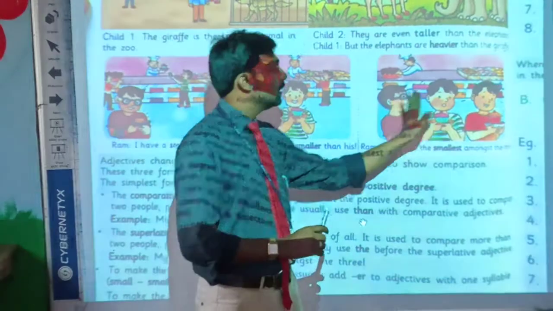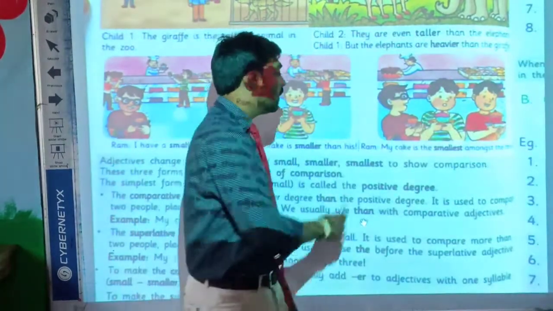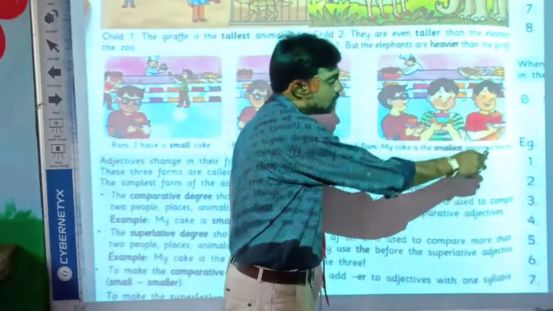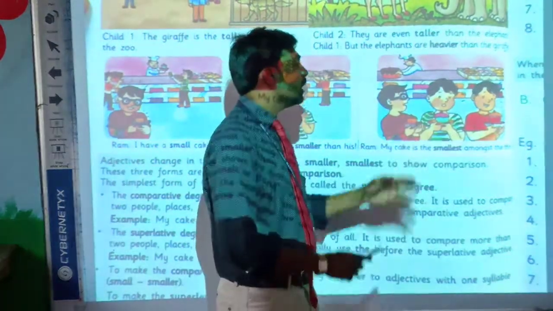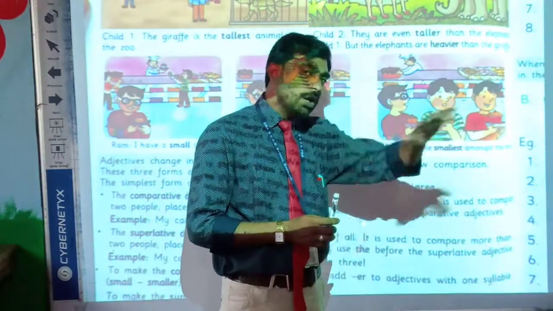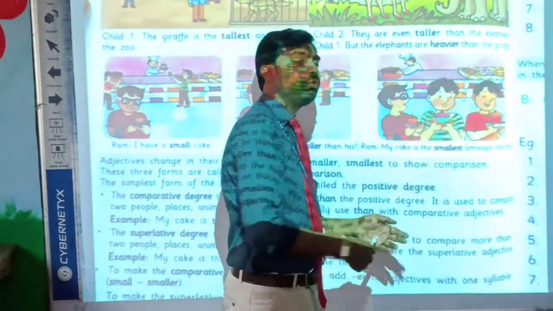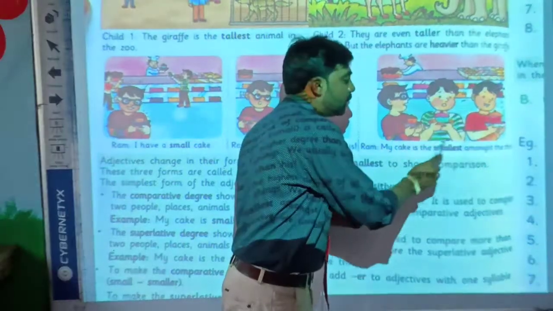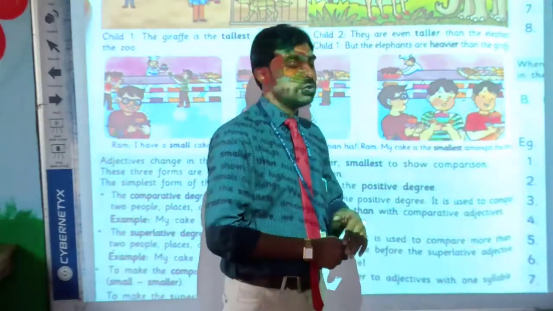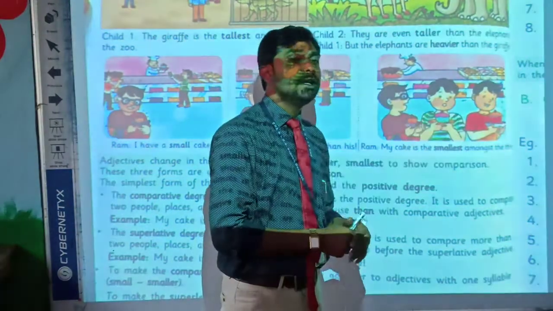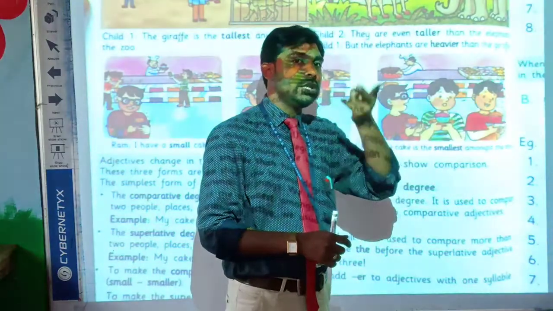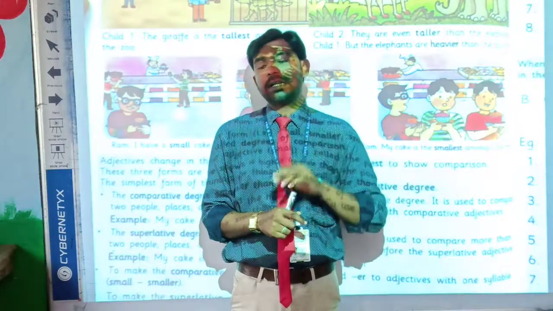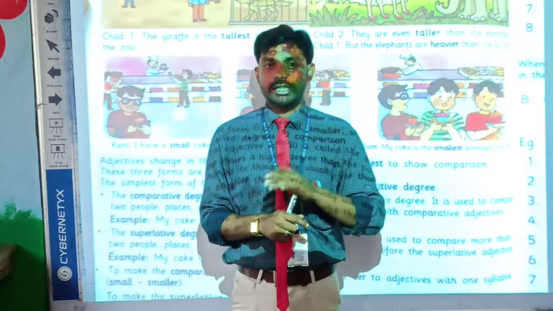Now the next picture. Now there are three boys. Ram said, my cake is the smallest amongst the three. It means my cake is the smallest of all the cakes. These two boys have big cakes, but my cake is small. So it is the superlative adjective. Superlative adjective means comparison done with more than two people. When we compare more than two things or people, at that time we use superlative adjectives.